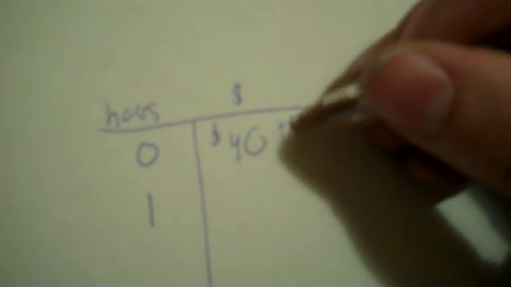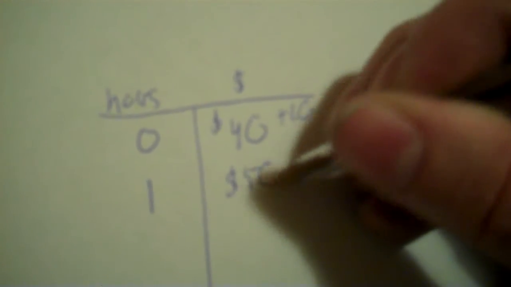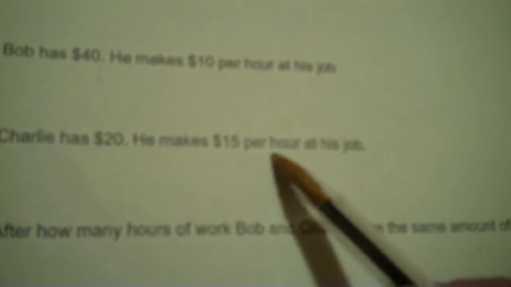Now, Bob works 1 hour. Well, he makes $10, so you add 10. That's 50. Okay, now Charlie, he works 1 hour. He makes $15 per hour, so you add 15. And that's 35. So they're not the same. He has 50, he has 35, so we keep going.